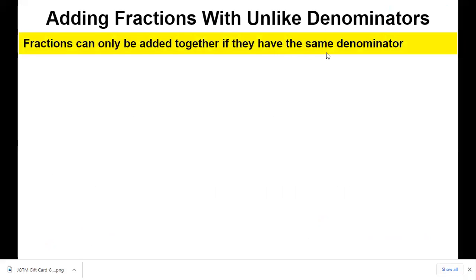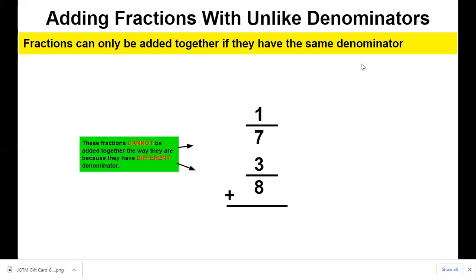So, adding fractions with unlike denominators. Fractions can only be added together if they have the same denominator. Remember, the denominator is the bottom number of the fraction. So here is 1/7, and we're going to add 3/8 to it. We cannot add them the way that they are because the 7 and the 8 are different. We're not talking about equal-sized pieces. So we have to write an equivalent fraction where we have the same bottom number, the same denominator. So how do we do that?